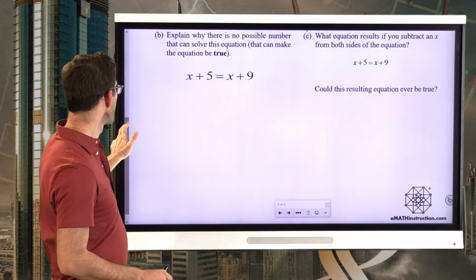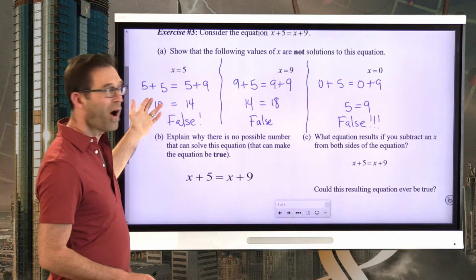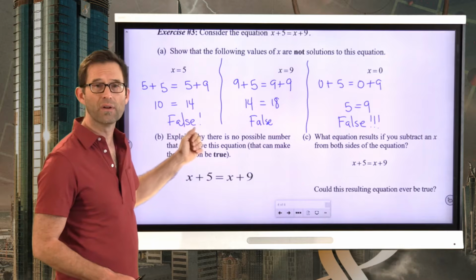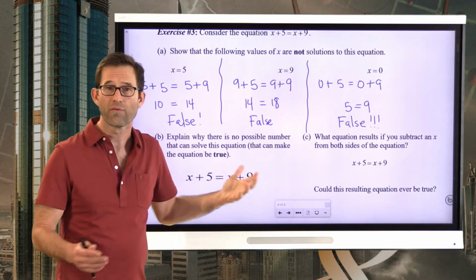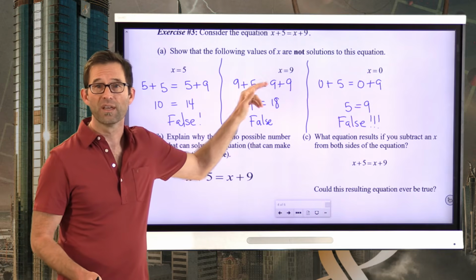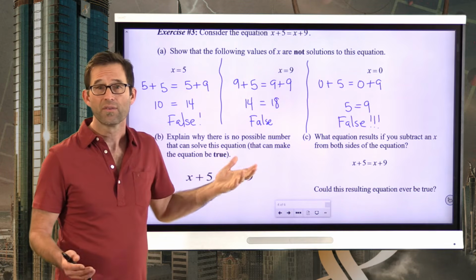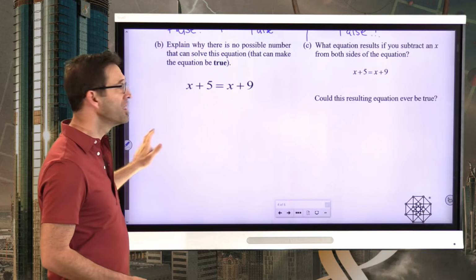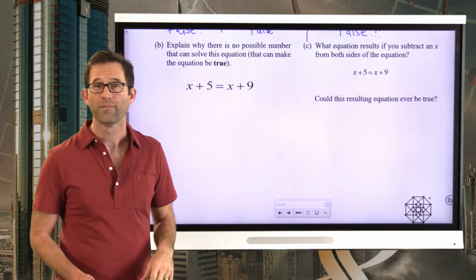If I take the number 5 and I add 5 to it, I get 10. But if I take 5 and I add 9 to it, I get 14, right? They're different numbers. Same thing, if I take 9 and I add 5, I'll get 14. 9 and 9 is 18. They're not the same. 5 more than a number cannot be equal to 9 more than a number.